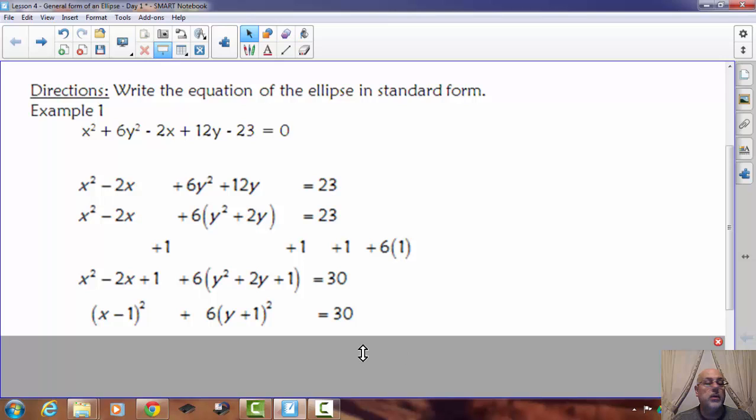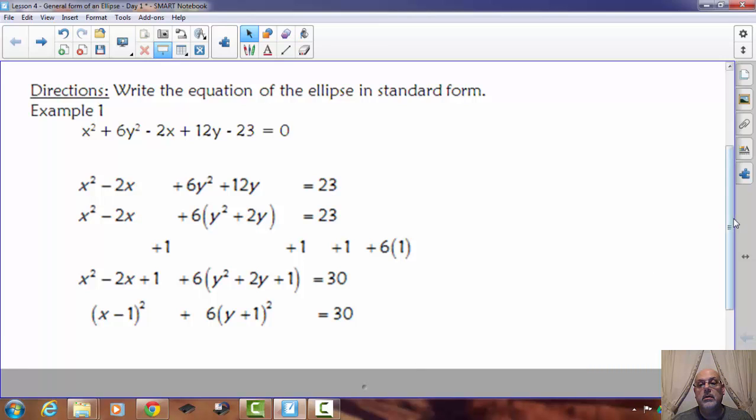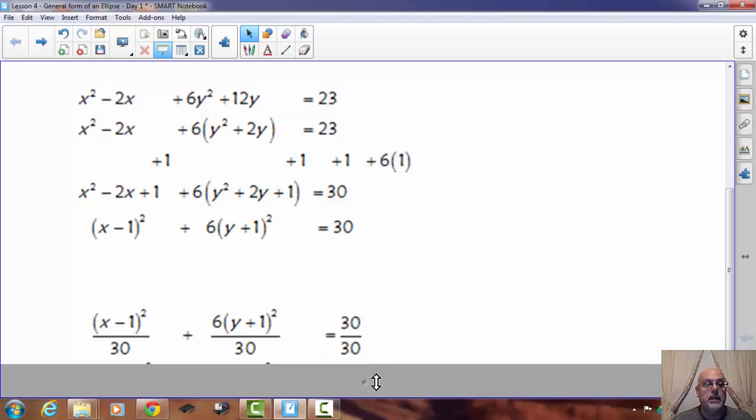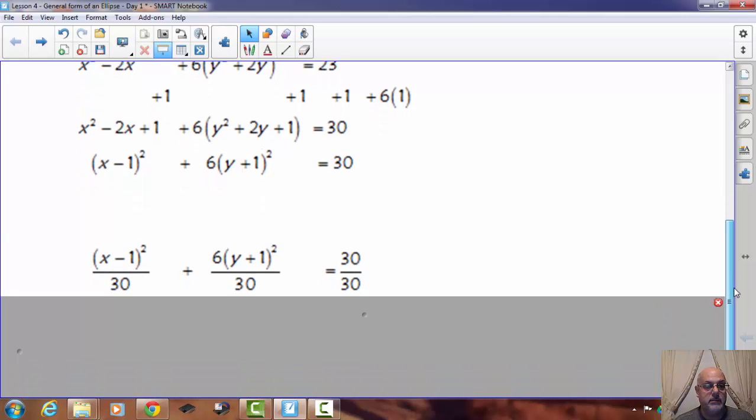Now, if you recall from what we did with the ellipse, the equation has to be equal to 1. So we've got to divide out 30 out of everything. So I'll take what we had here, x minus 1 squared, plus 6 times y plus 1 squared equals 30, divide by 30.